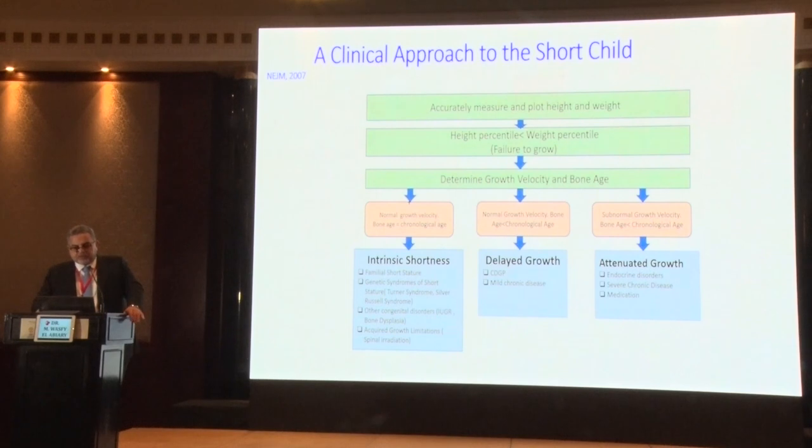If you have normal growth velocity but the bone age is delayed, in the absence of any other problems, this is most likely the child with constitutional delay of growth and puberty. Mild chronic diseases can cause the same, in particular asthma. But if you have subnormal growth velocity and bone age is less than chronological age, this is the group of what you call attenuated growth. These are usually the endocrine ones, those with severe chronic disease and those on medication.